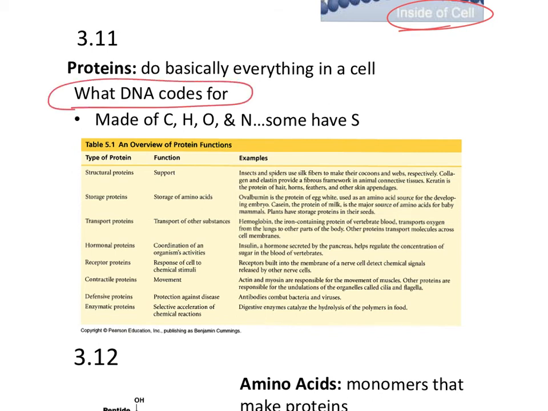DNA is like a set of instructions, and proteins are what's built with those instructions to carry out a job. If you only had DNA and no proteins, the cell could do nothing. Like for real, nothing. Proteins are what the DNA makes. Proteins are made of carbon, hydrogen, oxygen, nitrogen, and some of them have sulfur. So they're a little bit more diverse than carbohydrates and lipids. We will hear about proteins till the end of May together because proteins do so many jobs.